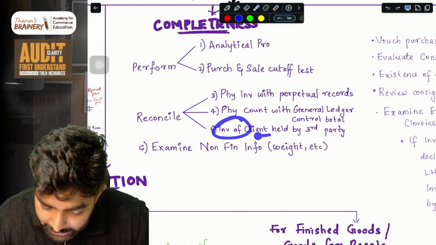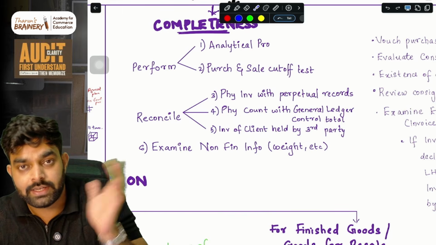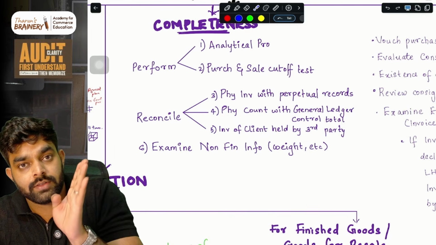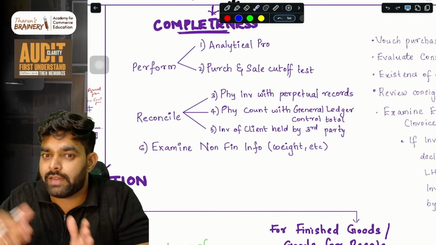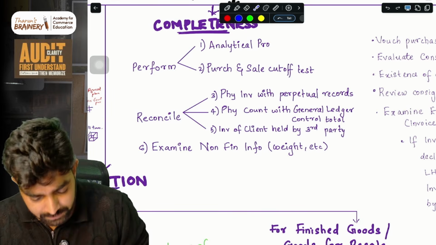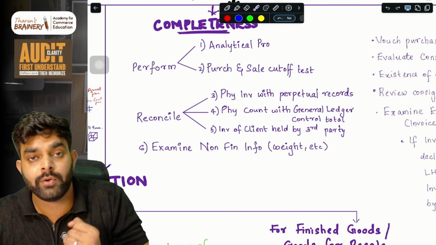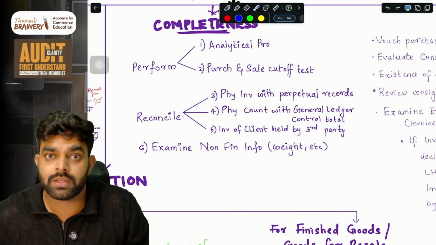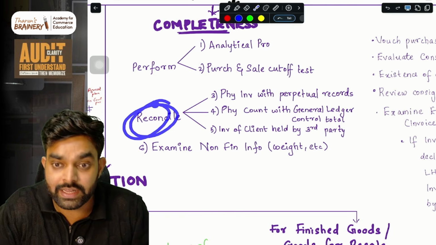Then inventory of the client held by the third party also you will have to reconcile. How much inventory is with the third party? Is it correct? In the client's books, they are saying 300 units are with the third party. Sometimes some of your inventory will be held in some other person's hands. That is what we call a third party. So in your books, they are saying 300 units are there with the third party. But when you inquire of the third party, he is saying only 280 units are there. So that is what we call reconciliation.